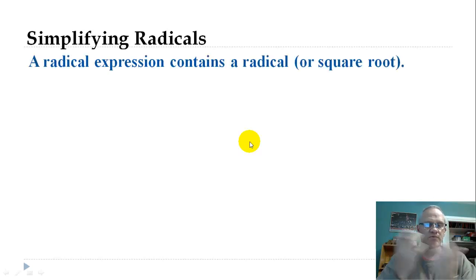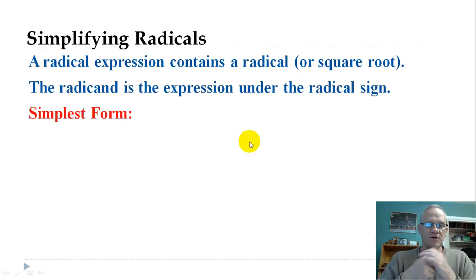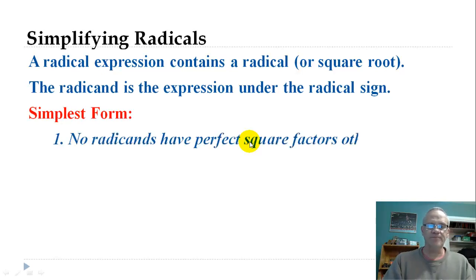a radical, again, remember kind of what a radical is. A radical expression contains a radical, which you could think of as a square root, could be a cubed root or something like that as well, but for our purposes right now, square root. The radicand, if you remember, is what's underneath the radical sign. Okay, and so what we're going to talk about today is the simplest form. There's a couple of rules about the simplest form of a radical that you want to put it in.